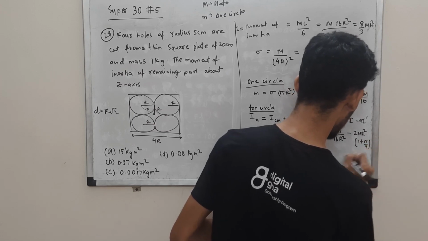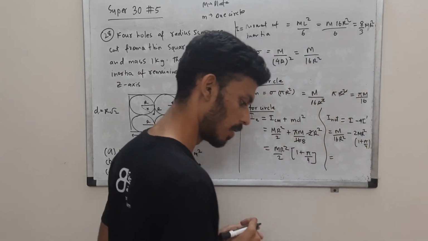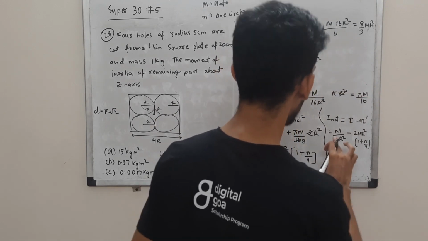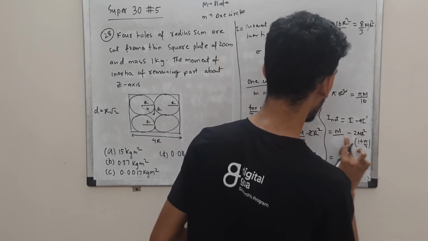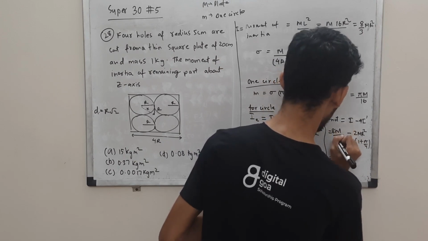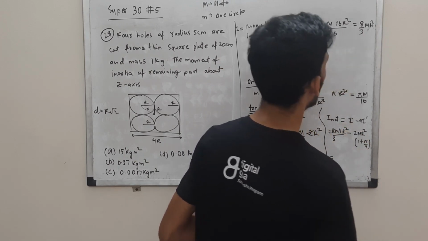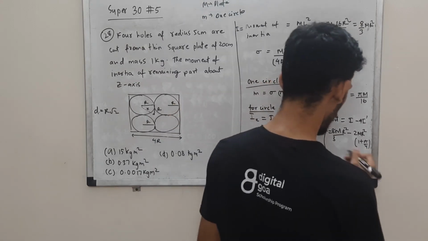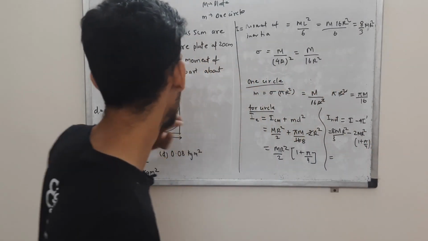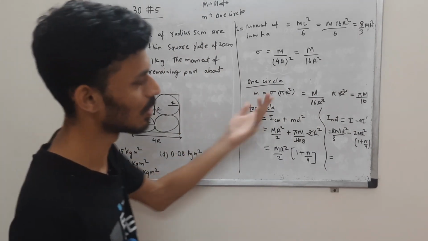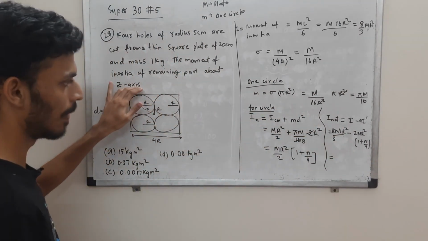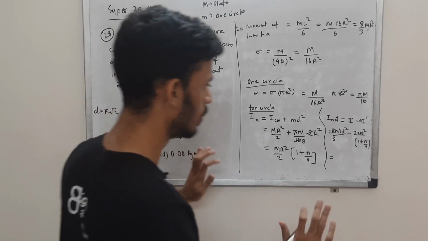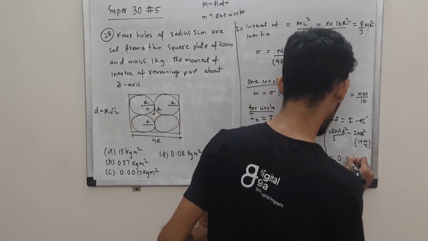You can solve this and the answer will come out to be around, this is 8 by 3, right? 8 by 3 mr square minus 4 times this. So if you solve this, you plug in the values. R is 5 centimeters, mass is 1 kg, so you can just remove that m and plug in the value of pi, and you should get an answer of 0.00017.